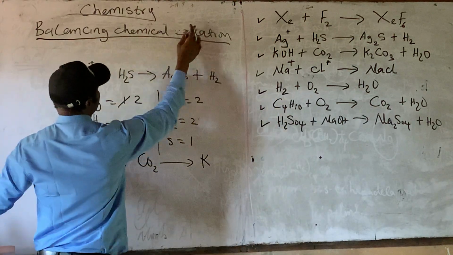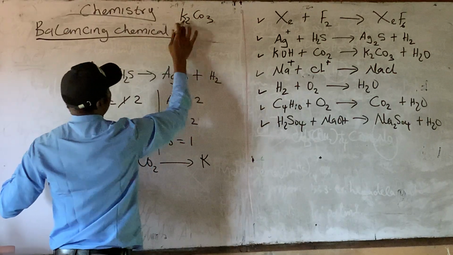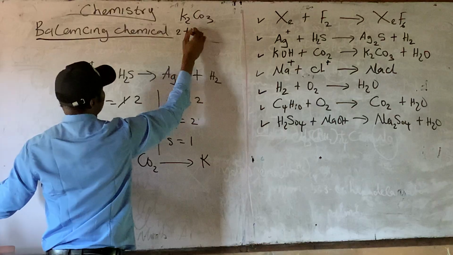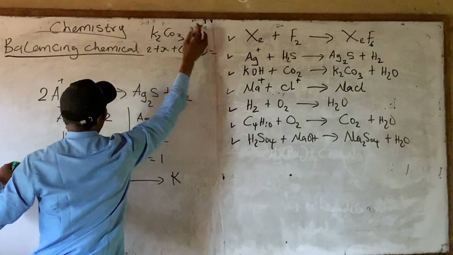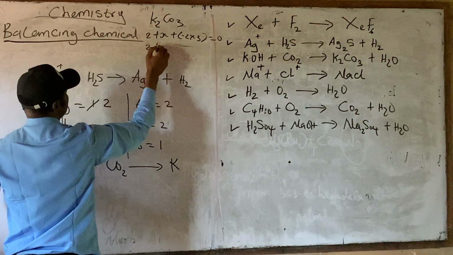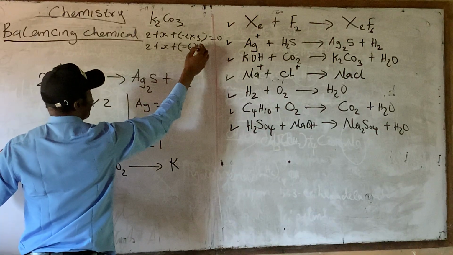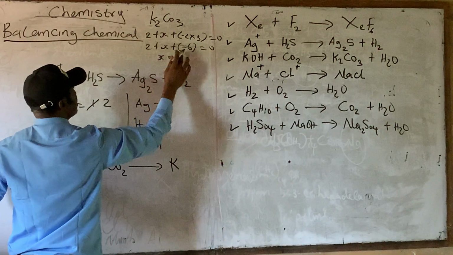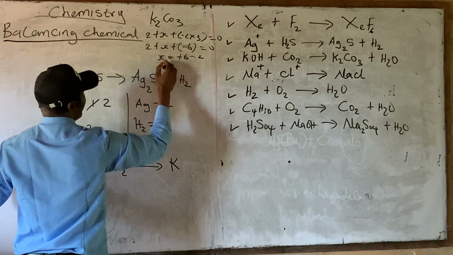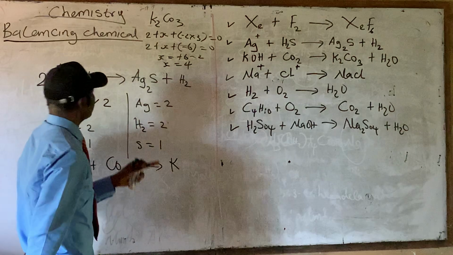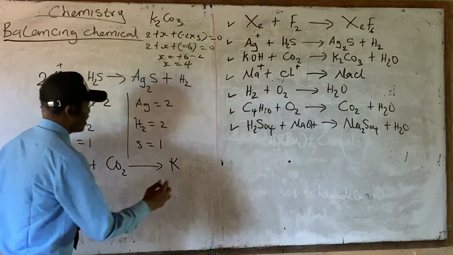Let's say we have K2CO3. Potassium is 2. Carbon is what? We don't know that, so it's x. Plus oxygen, minus 2 times 3. Everything is equal to 0, there's no charge. So this is 2 plus x plus minus 2 times 3, which is minus 6, equals 0. So we have x. Move 6 to the other side, plus 6. Move 2 to the other side. So x is equal to 4. So that is potassium trioxocarbonate 4.